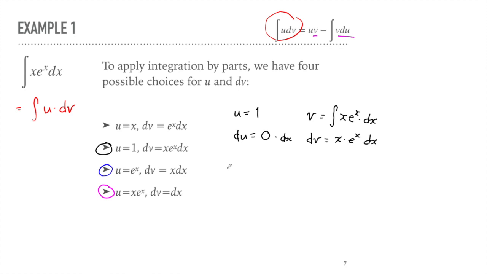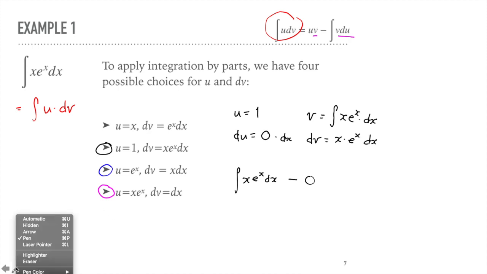So, pag ginamit natin to, meron tayong u times v. So, meron tayong x e to the x dx minus v du. And this is 0 minus 0. And this is the original problem. So, this is not a good choice of u and dv. So, you can see, no, kaparating na tayo dun sa mukhang tamang sagot.